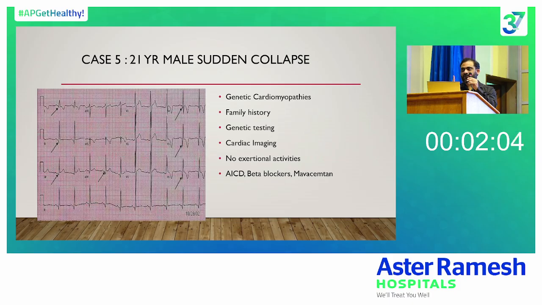Many of these patients do have atrial arrhythmias also. In fact, the most common arrhythmia in hypertrophic cardiomyopathy is atrial fibrillation. So when you see such patients, you have to dig deep into the family history and do genetic testing. Imaging is mandatory now in most of these patients. And of course, we have several treatment modalities, including the newer drug mavacamten.